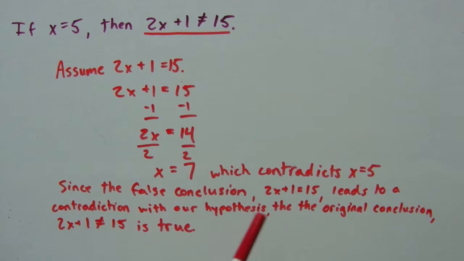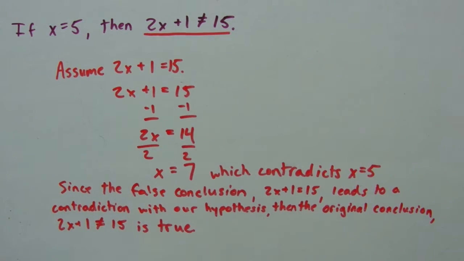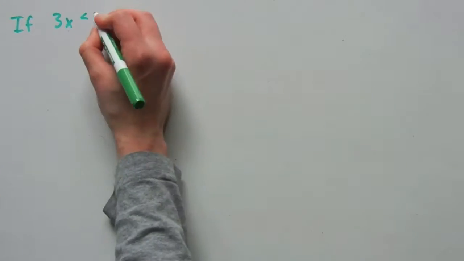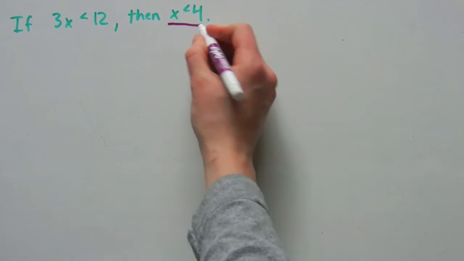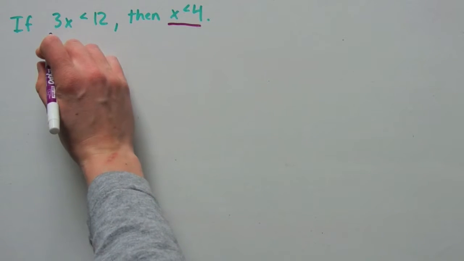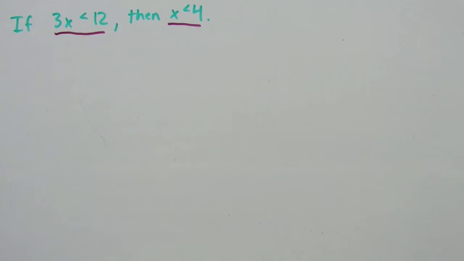Since the false conclusion 2x plus 1 equals 15 leads to a contradiction with our hypothesis that x was equal to 5, then the original conclusion 2x plus 1 does not equal 15 is true. Let's look at another example. Here we're dealing with an inequality. This says that if 3x is less than 12, then x is less than 4. X is less than 4 is our conclusion, and 3x is less than 12 is our hypothesis.